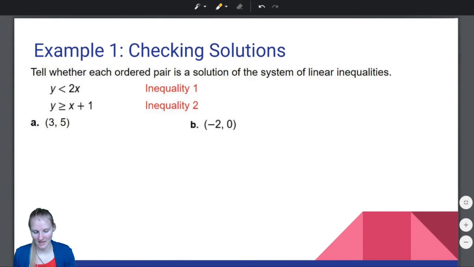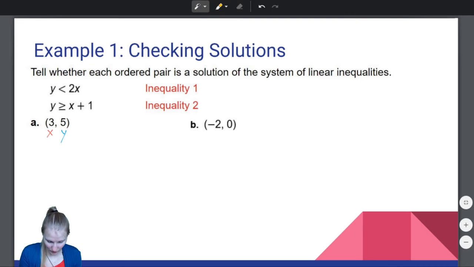Now let's get into an example checking solutions, because that was our success criteria for today, that you can check solutions of a system of linear inequalities. Tell whether each ordered pair is a solution of the system of linear inequalities. We're going to do the same thing we did in 5.1: take x and y and plug them into both of the inequalities and see what we get.